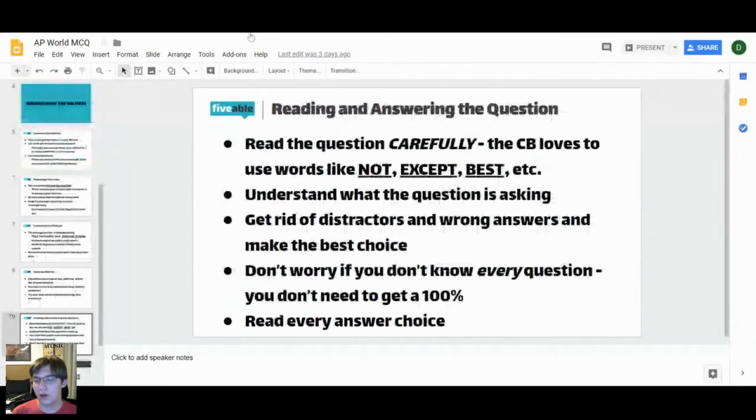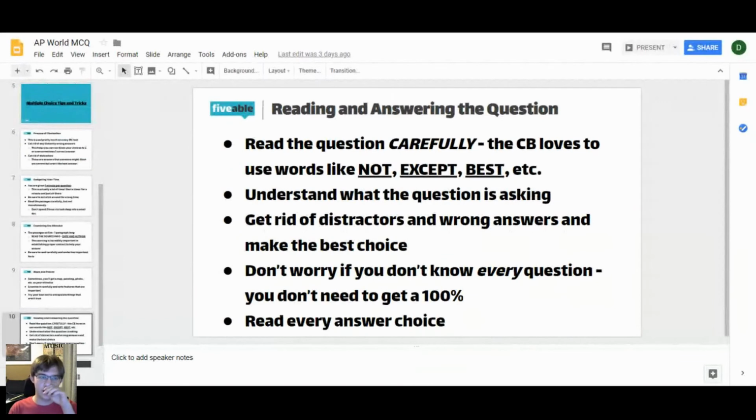Reading and answering the question. This is the meat of what you're going to be doing. Most of it is going to be answering questions. So first of all, read the question carefully. I think most of us are probably familiar with the fact that you have to read a multiple choice question carefully. And the College Board, they love to use words like not, except, best, qualifiers that will change the answer. You have to understand what the question is asking specifically. So make sure you don't get tripped up on the question, or on what's being said, et cetera.